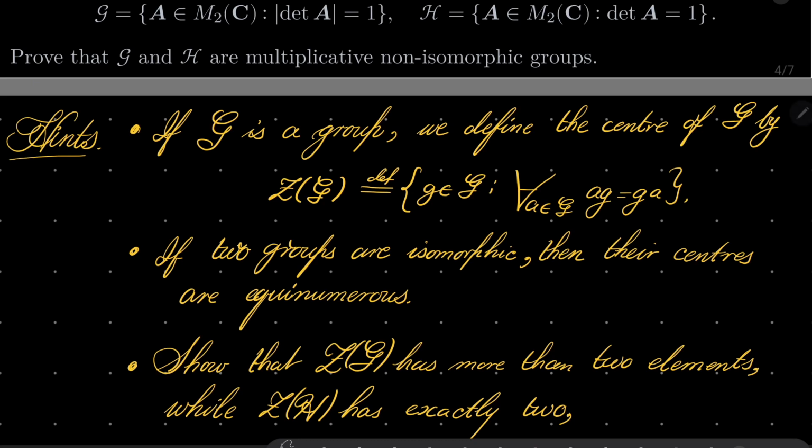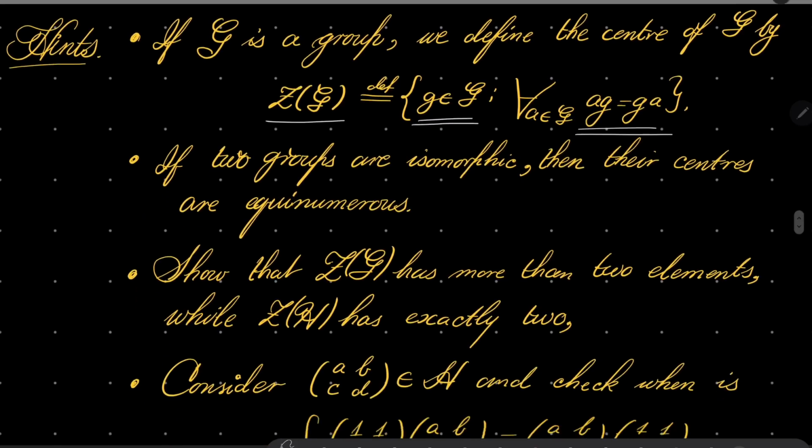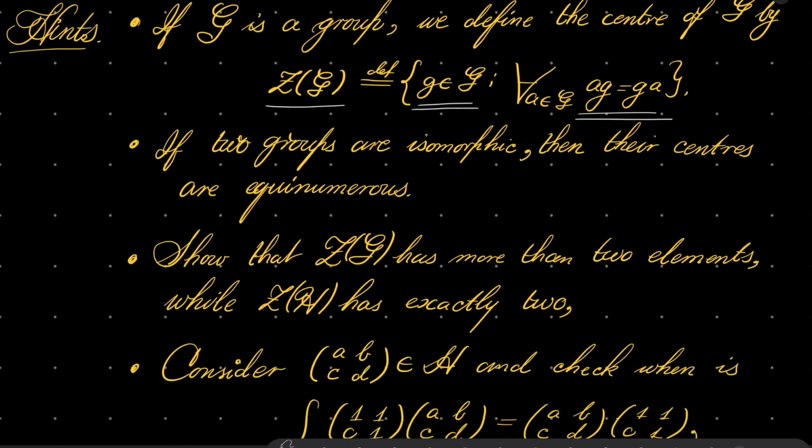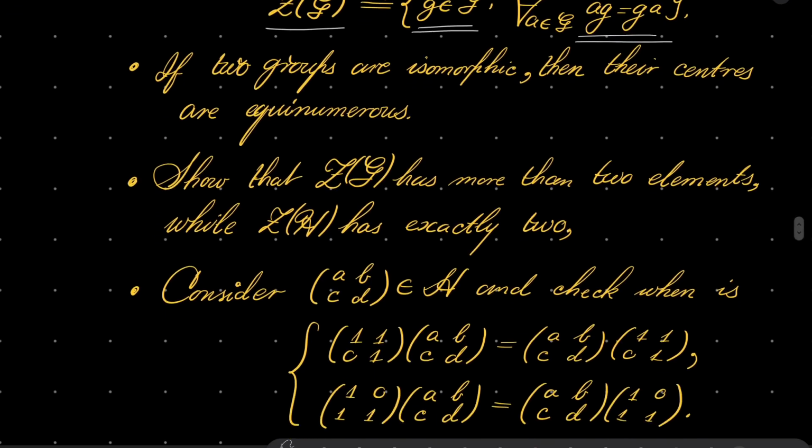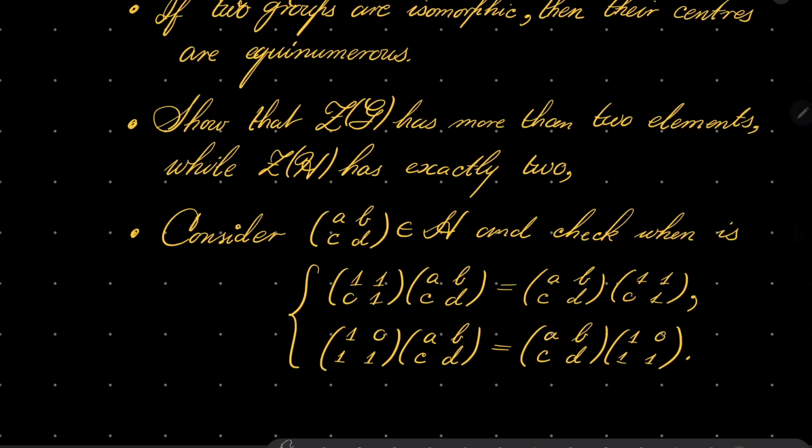The center of a group is the set which consists of all the elements which commute with every other element of our group. And if two groups are isomorphic, then they share the exact same algebraic properties. In particular, their centers should be equinumerous. They should have the same number of elements. Now, the rest of the problem is to show that for our groups G and H, their centers are not equinumerous.